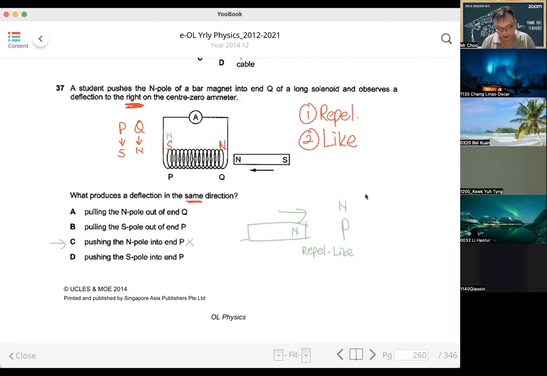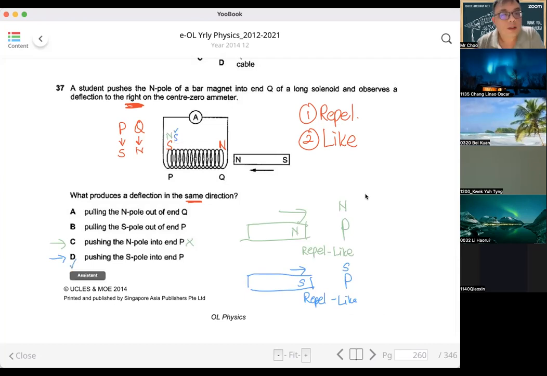Next, I change the color. We do D. When we push a south pole into P, same thing, we need to repel. To repel, you need the like pole. So P will be south. So south will be correct. So D is correct. Is that clear?